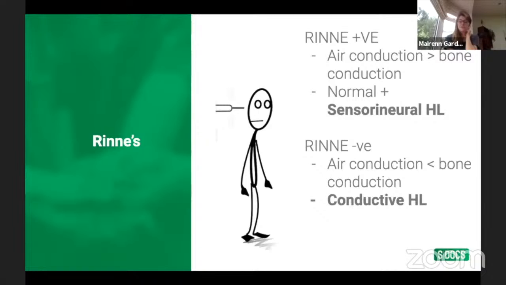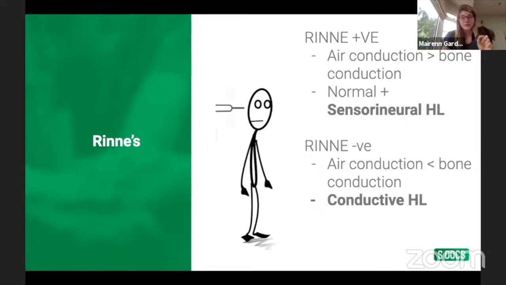If the patient tells you that they can hear the sound, you ask them to tell you when they can no longer hear it. You would then move it to in front of the ear to test air conduction. What's normal is air conduction should be better than bone conduction. That is also the case in sensory neural hearing loss, because there is nothing wrong with the outer and middle ear in sensory neural hearing loss. So there'll be no impact to the air conduction, if that makes sense.